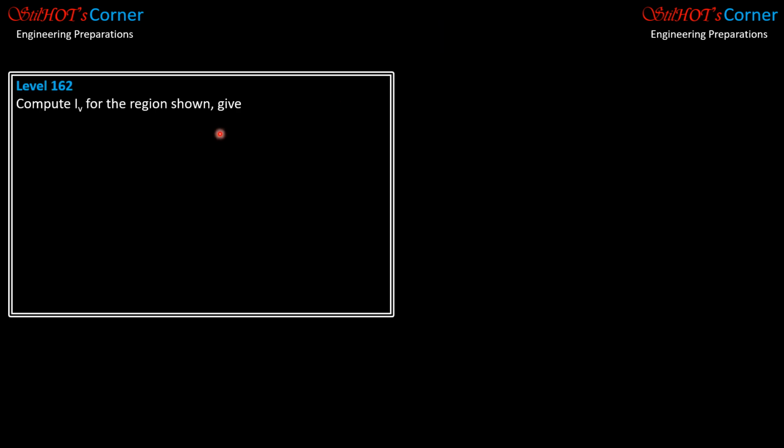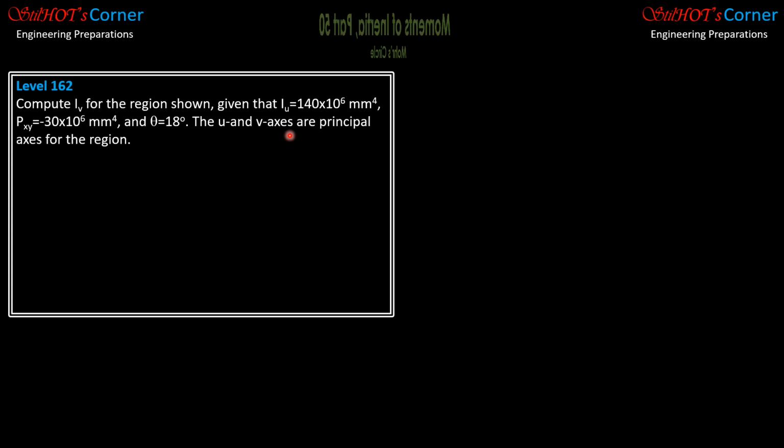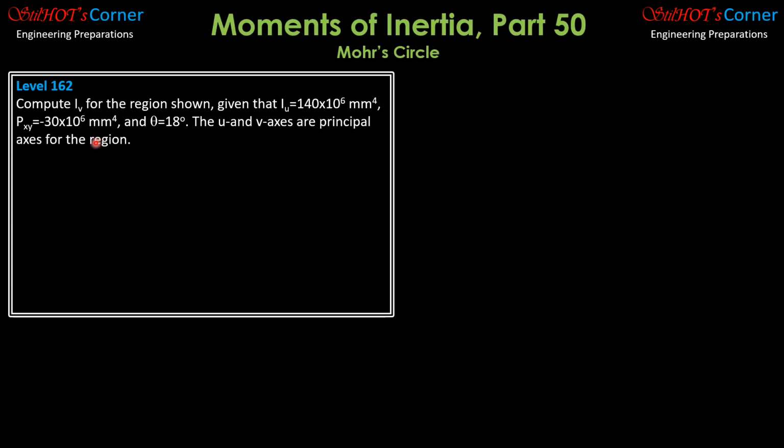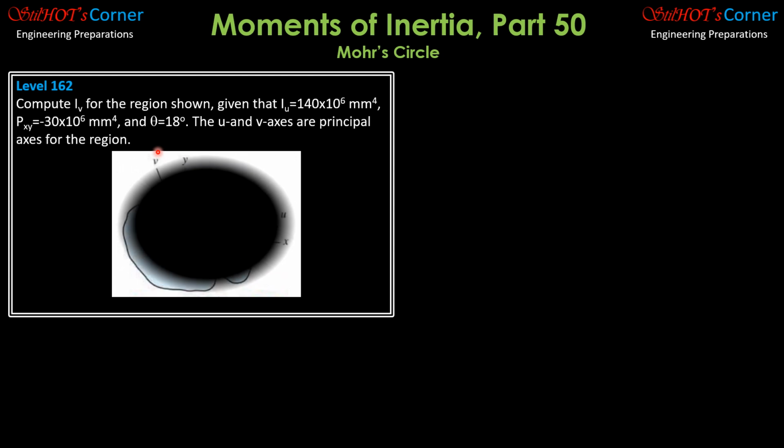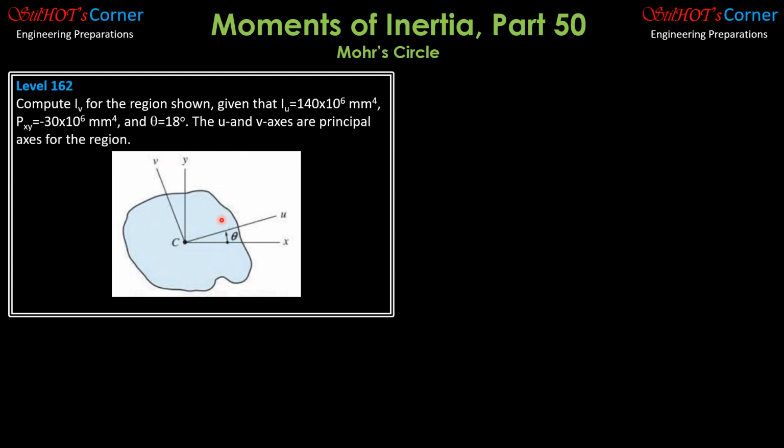Level 162: compute I sub v for the region shown, given that I sub u is 140 times 10 to the 6 mm to the fourth. The product of inertia xy is negative 30 times 10 to the 6 mm to the fourth, and theta equals 18 degrees. The u and v axes are principal axes for the region. So if u and v are the principal axes, then I sub u and I sub v should lie on the horizontal axis, the principal axis.